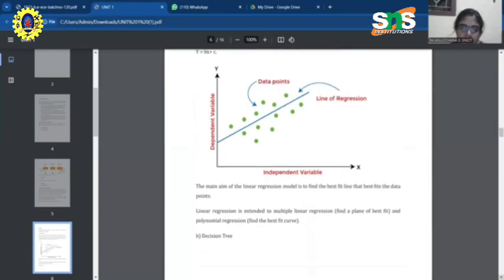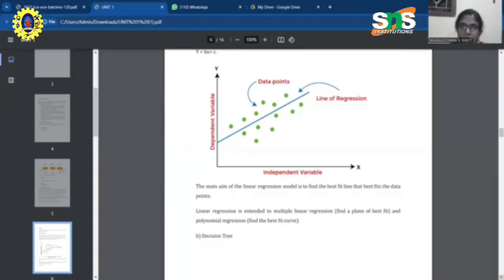So if plane is used to find the best fit, it is called multiple linear regression. And if a curve is used, it is polynomial regression. So that is the main difference. If a single line is used, it is linear regression. If a plane is used in place of a line, it is multiple linear regression. And if a curve is used, it is polynomial regression.